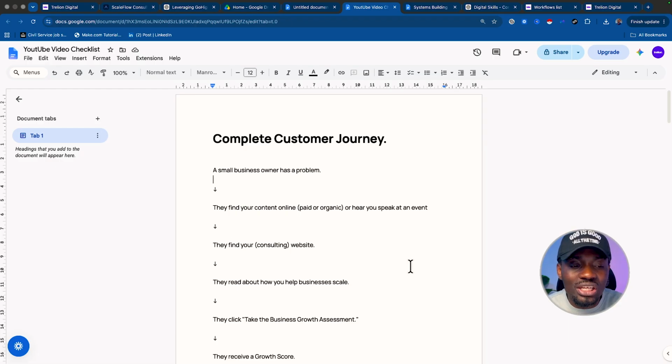Now, what usually happens is the small business owner has a problem, or the landlord has a problem, the individual has the problem, the skilled professional has the problem. But for the purpose of this, we're going to be building a business for a consulting company. We're going to build the website and then build the assessment for them, and then we'll move from it. So usually the consulting company helps small business owners, and this is how the typical customer journey goes.